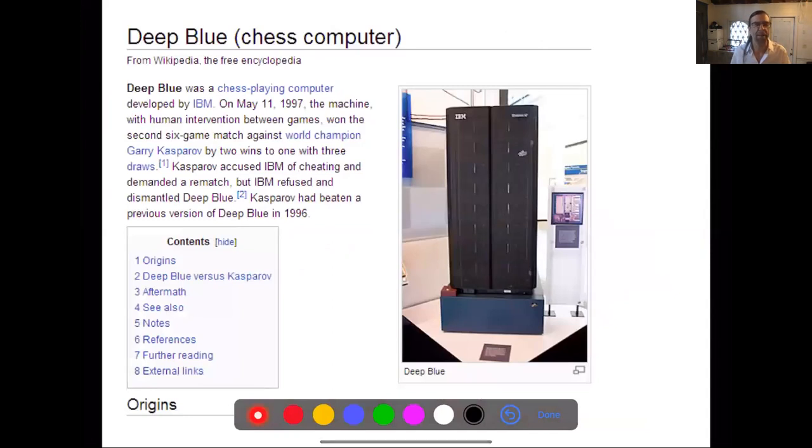There's a lot of history here. Artificial intelligence is really intimately tied to the history of the computer itself. I have said the name before in class.